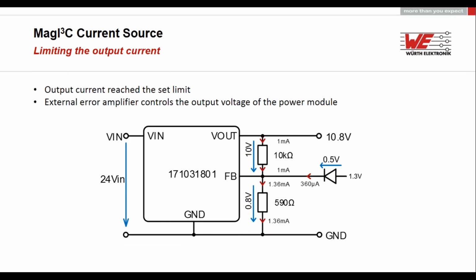When we want to limit the output current, we want to interact with the feedback. So here the output current reaches the set limit. This means the external error amplifier controls the output voltage of the power module.